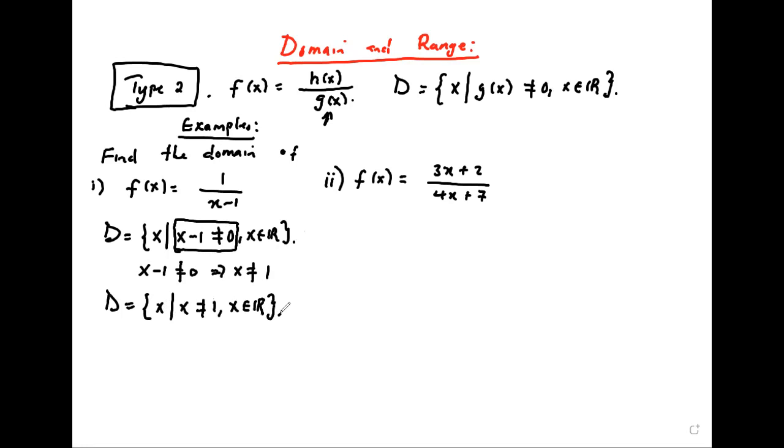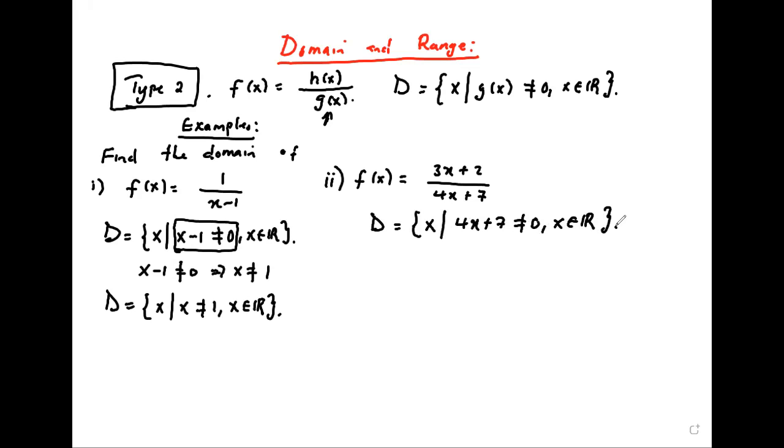Let's go to question 2. The domain will be x. So that's the first thing that I write. Once they ask for the domain in this kind of function, my first statement is d is x such that 4x plus 7 is not equal to 0, but x is a real number. This will help me know what to do next. Because I'm saying 4x plus 7 is not equal to 0, that's why I have work.